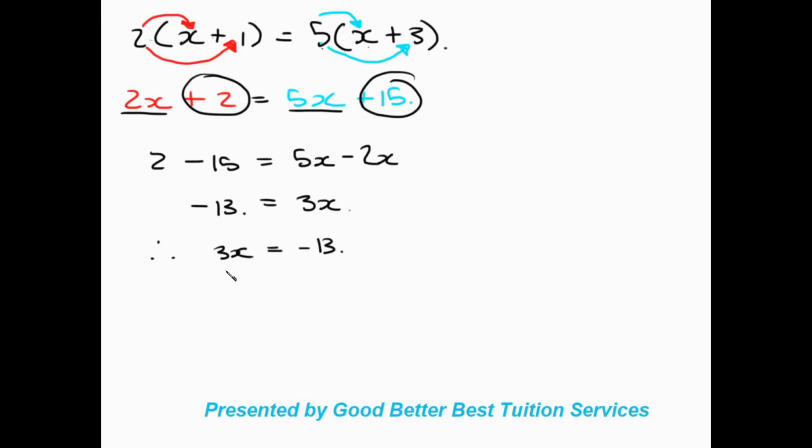And so if we're going to get x by itself, the way we're going to do that is we're going to say 3x divided by 3, negative 13 divided by 3. What we do to the one side, we have to do to the other side. Okay? And so the 3's will cancel each other out, so we're left with x is equal to our fraction of negative 13 over 3. As you can see, we cannot simplify this fraction, so we will just leave it as negative 13 over 3.